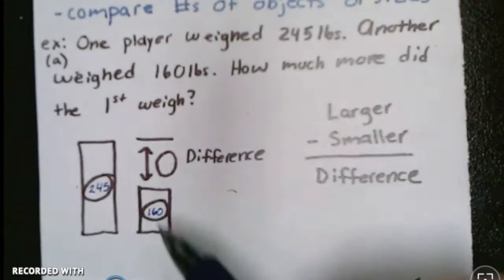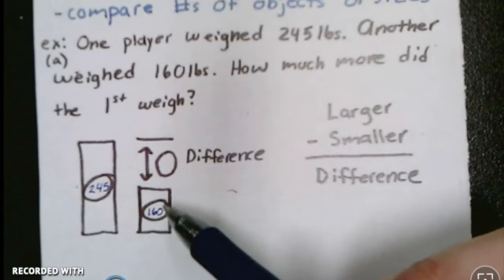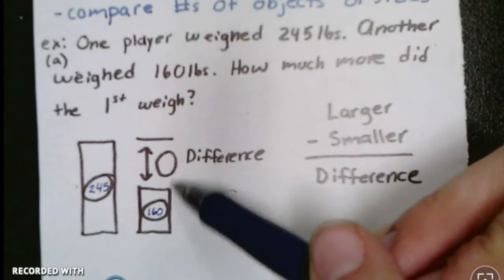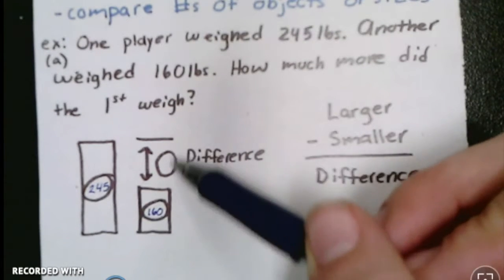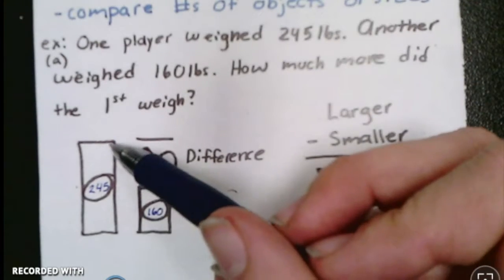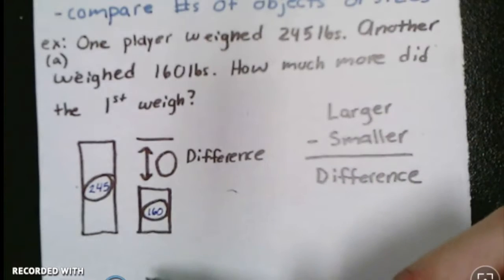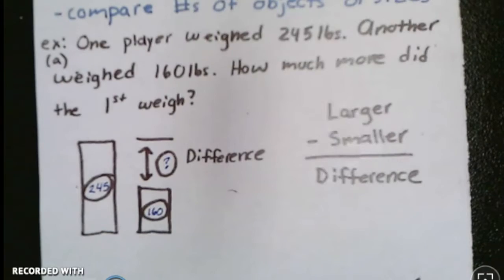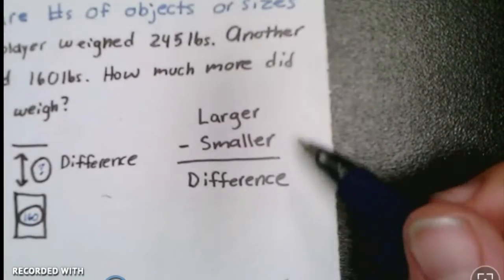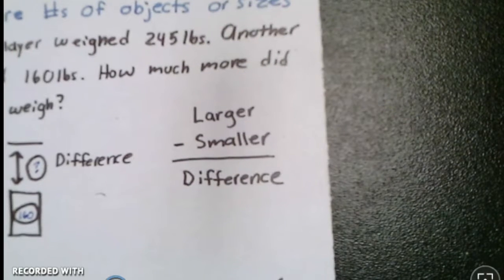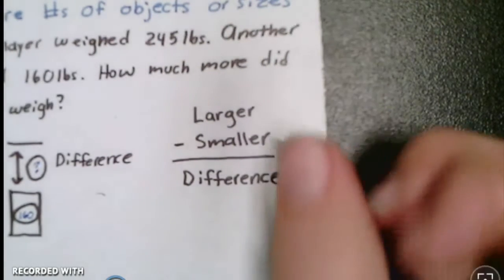And now what we want to know, since we want to know how much smaller this person is than this person, we want to know what this is right here, this difference between here and here, because this plus this would give us the weight of this person. So this is our unknown in this problem, our difference. So if we look right here, we have larger minus smaller equals the difference. So how are we going to do this? Well, we'll plug in our numbers.